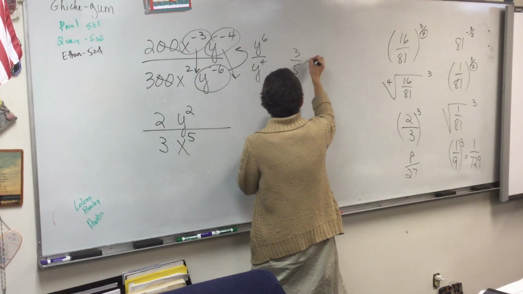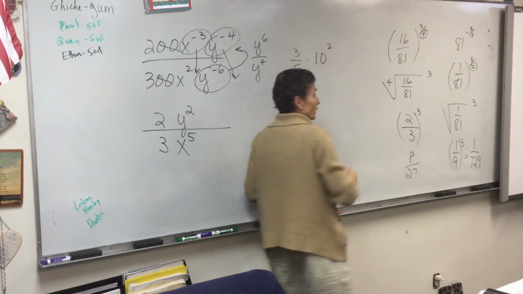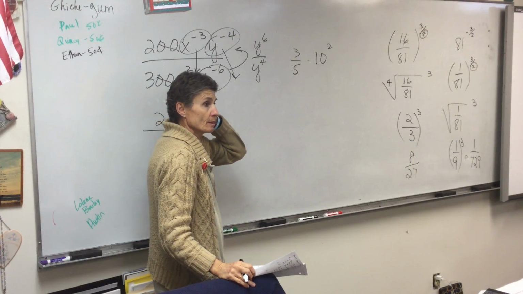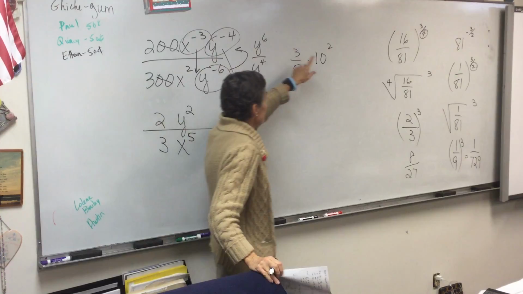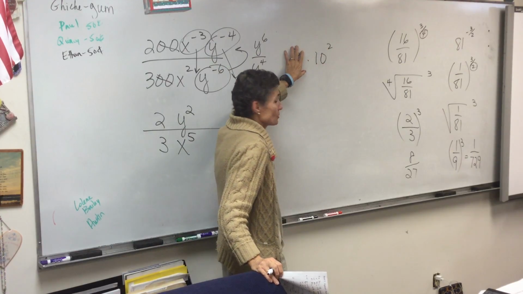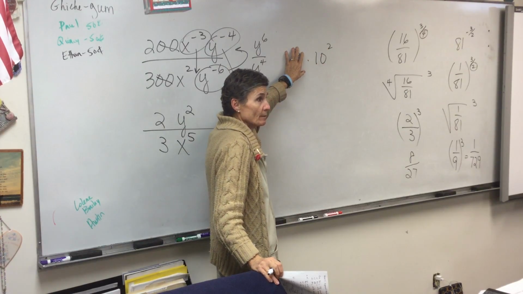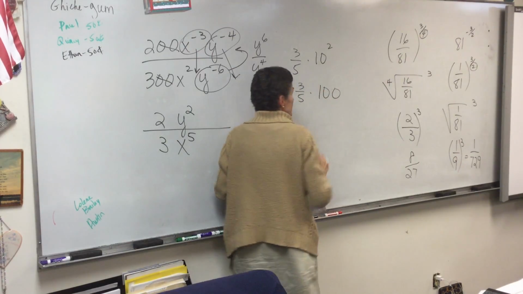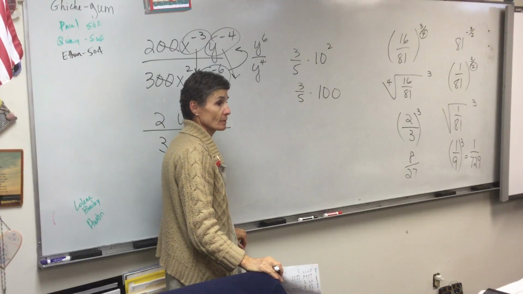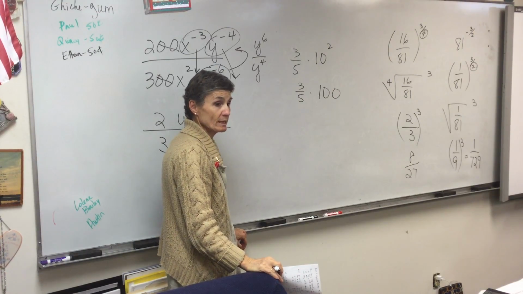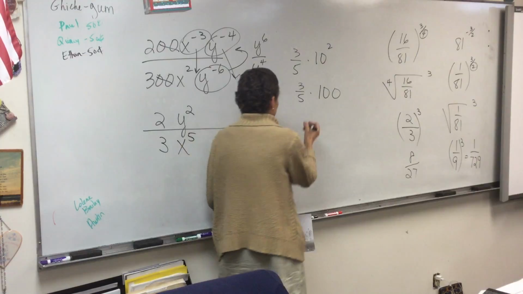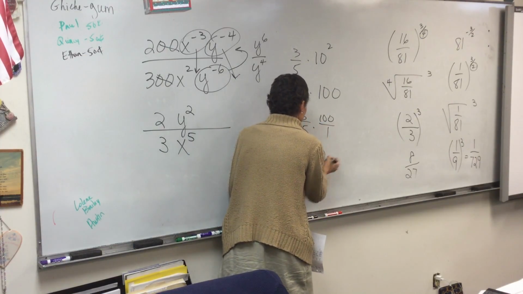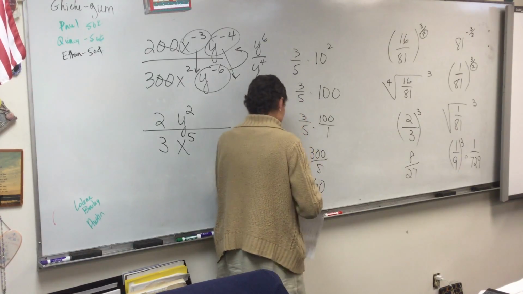It's 3/5 times 10 squared. We did one like this already. That squared goes only with the 10, so let's do that part first. What's 10 squared? 100. So we have 3/5 times 100. What is that? 3/5 times 100 over 1 is 300 divided by 5. You said 60. You were right.